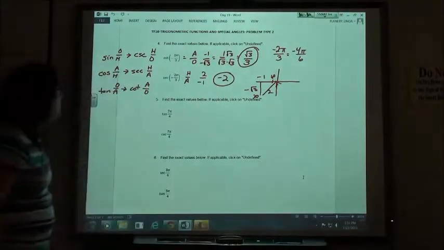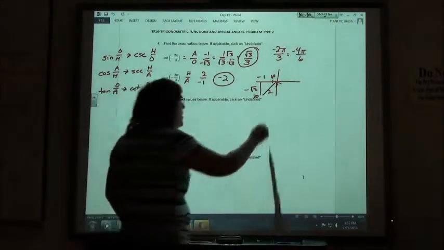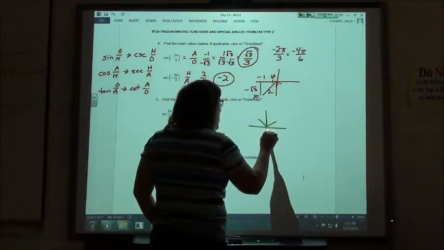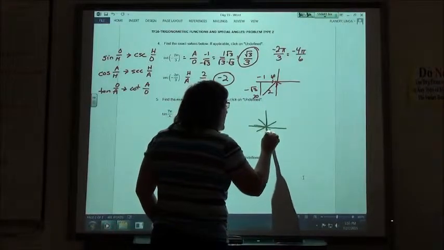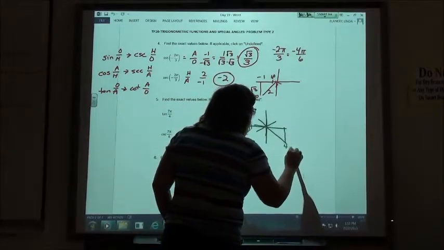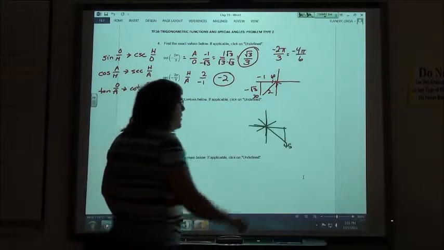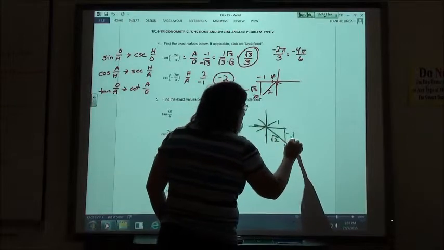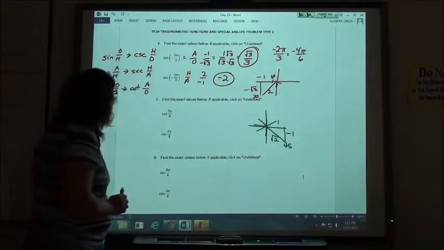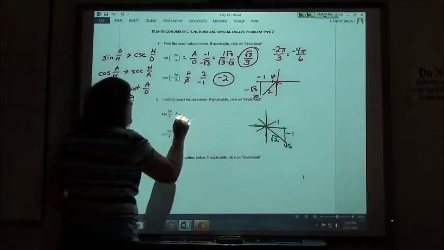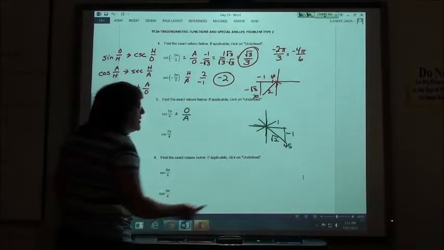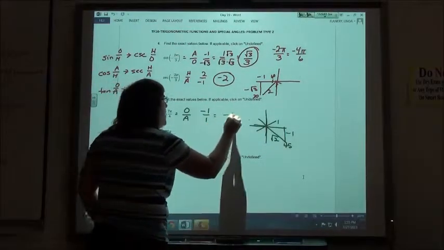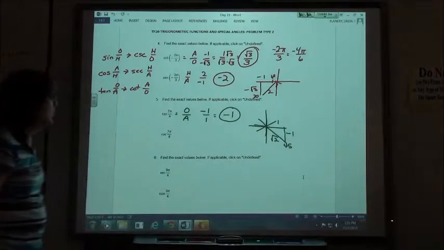Number 5, this time we want to do a positive 7 pi over 4. So those are 45-degree angles. 1, 2, 3, 4, 5, 6, 7 pi over 4 would be over here in quadrant 4. So we've got 1, 1, and the square root of 2. This is positive, but the down direction is negative. And so now we want to do tangent. Tangent is opposite over adjacent. So the opposite is negative 1, the adjacent is positive 1, negative 1 over 1 is 1.